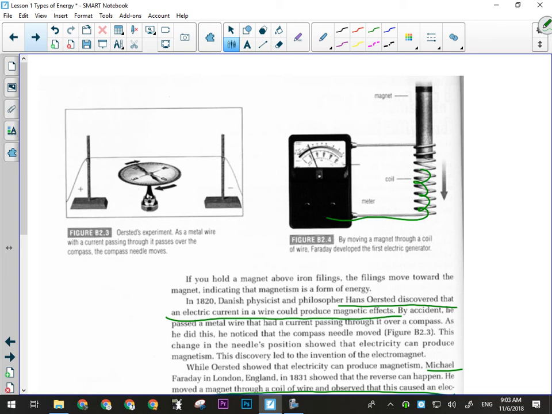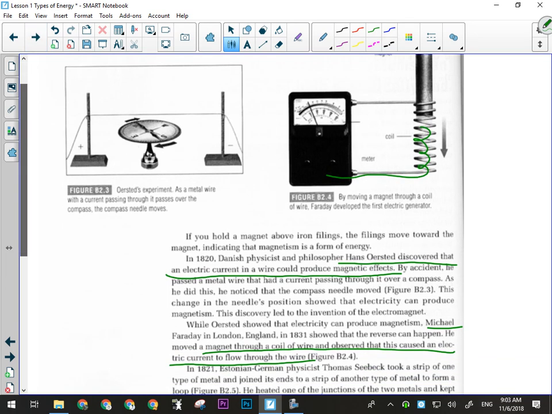All right, so Hans Ørsted is the guy who discovered that an electric current can produce magnetic effects. So underline that, he's important. And then Michael Faraday did the opposite. He passed a magnet through a coil of wire and observed that that causes an electric current to flow through the wire. Again, just examples of how easy and common it is to convert one form of energy into another.